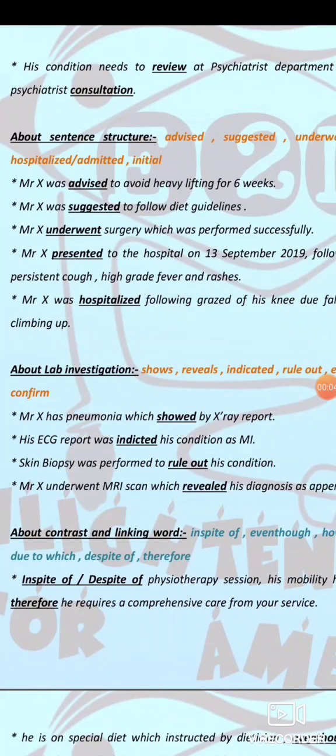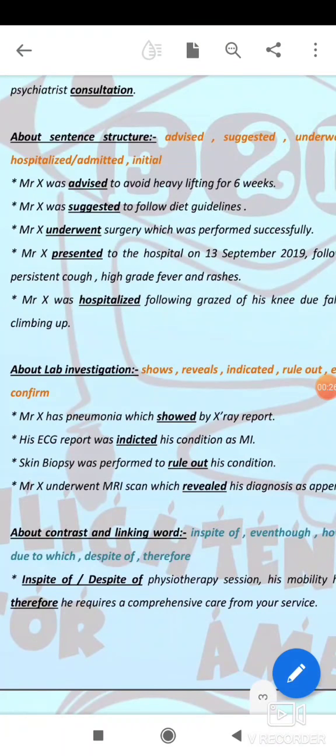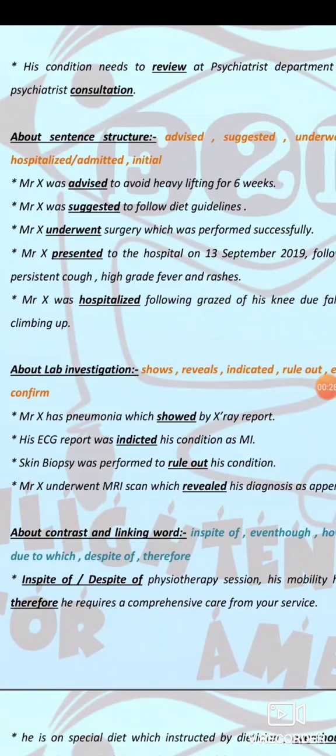Next one is: Mr. X was suggested to follow dietary guidelines. Suggested means you are providing one option, or you are providing options which the patient can follow. So here we have written the sentence, Mr. X was suggested to follow diet guidelines. It means that the patient follows either diet guidelines or exercises or medications. So you are giving them options: we are providing you 3 options, so you can follow any one option, which will be beneficial for your betterment.